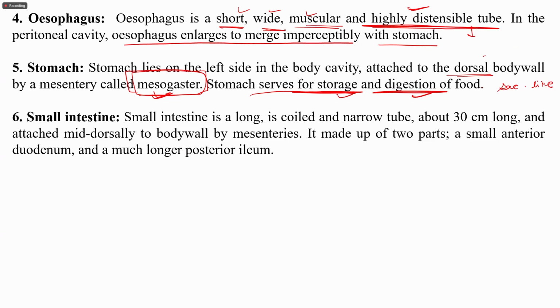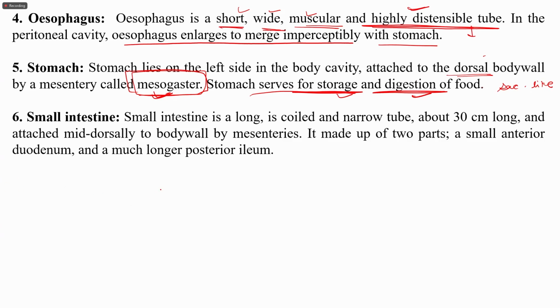Next structure is the small intestine. We all might know this: if we measure the length, the small intestine is longer than the large intestine. But why is it named so? Because it is a narrow tube. So because of the width, we call it small intestine.